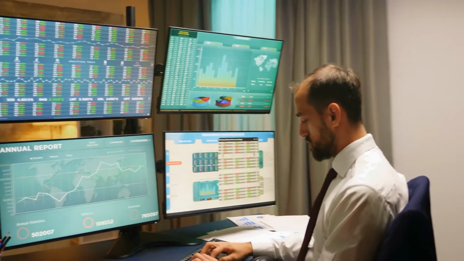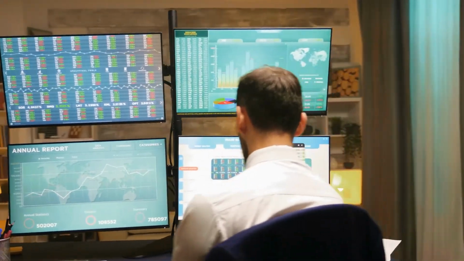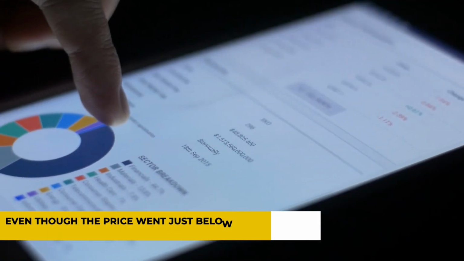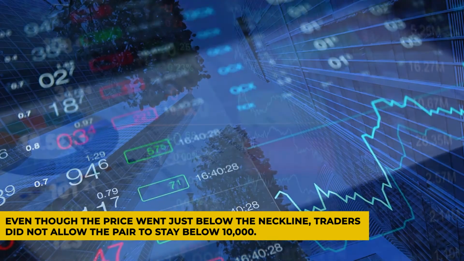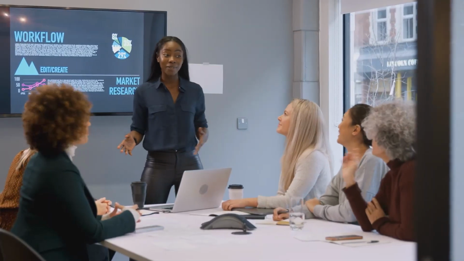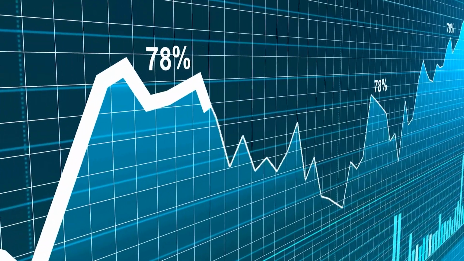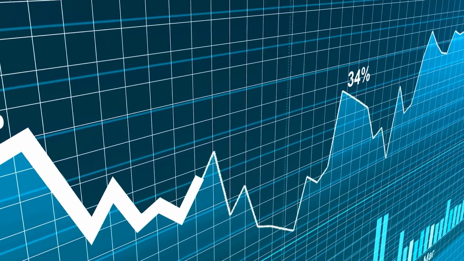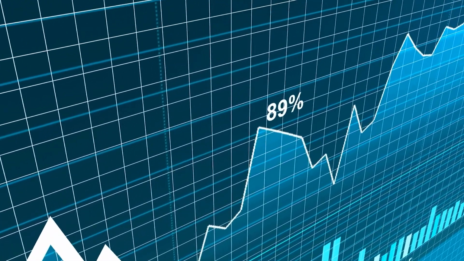Later, the bears tried to engulf the bulls and they pushed the price back to the neckline. Even though the price went just below the neckline, traders did not allow the pair to stay below $10,000. This put forward a change in sentiment. From then on, the bullish momentum picked up as buyers pushed the price above $12,500.